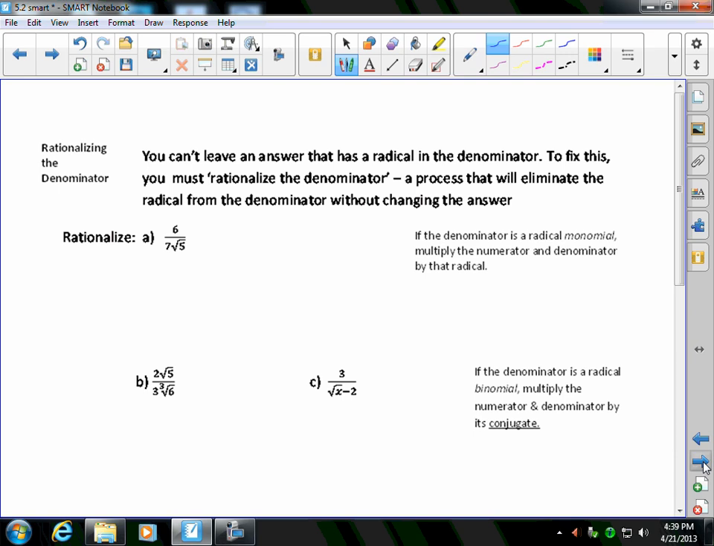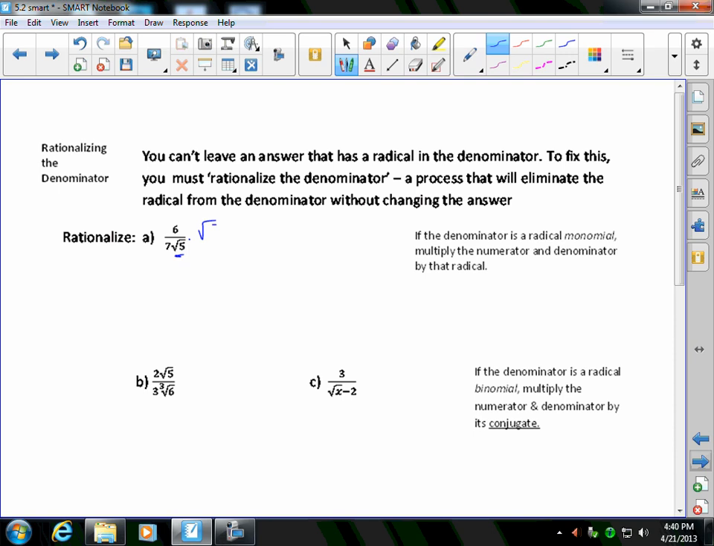So it's kind of like everything that we've done so far. If you do the same thing to the top and the bottom, you're not changing your fraction. If you add and subtract a value to an equation and it's the same value, you're not changing the equation. So if the denominator is a radical monomial, you multiply the numerator and the denominator by the radical. So in this first one here, this is just a monomial. I'm not adding or subtracting anything onto this square root 5, so that means that I just take the radical and I multiply it to the top and the bottom.